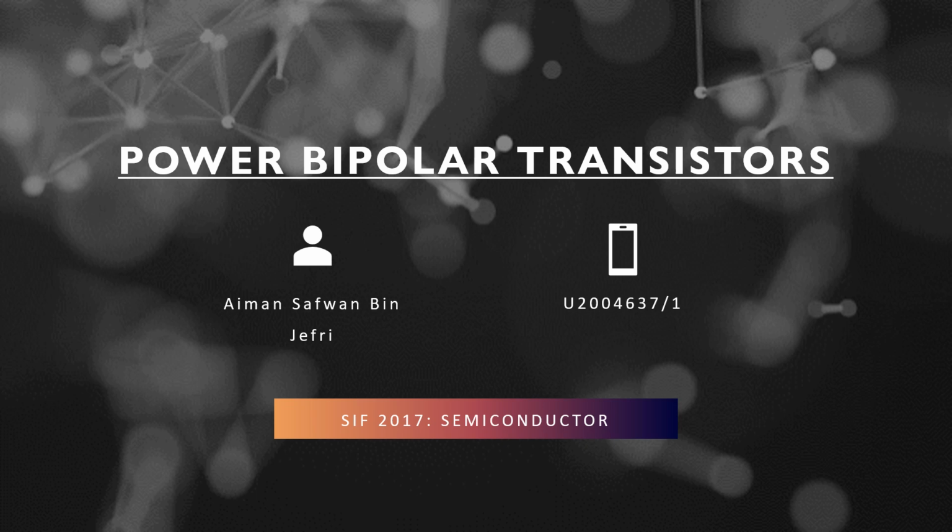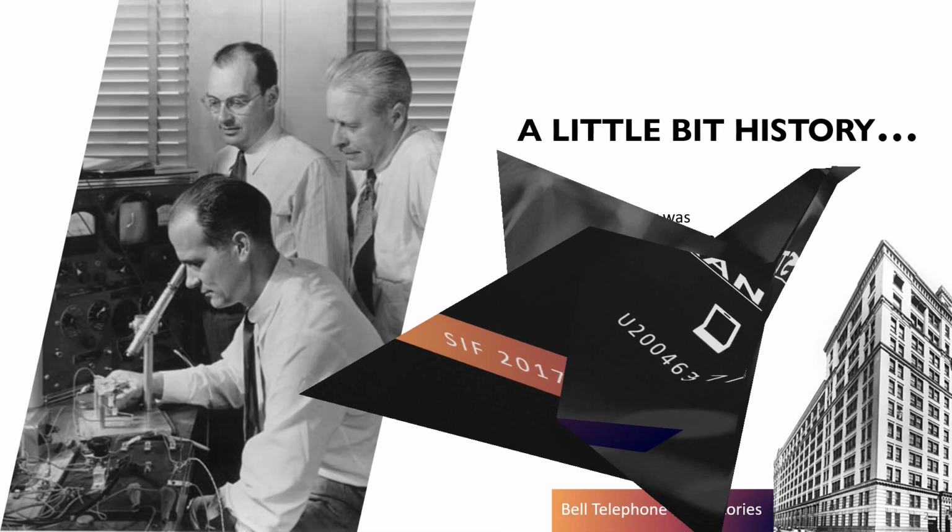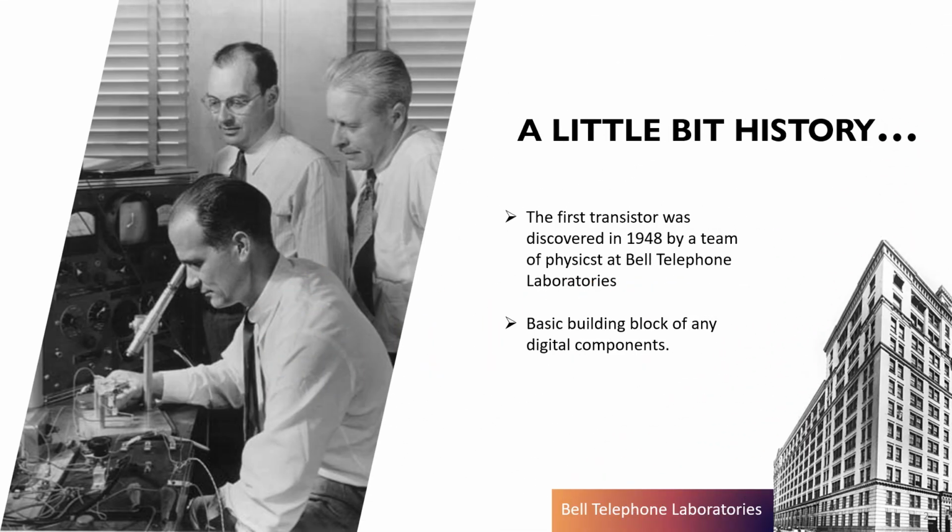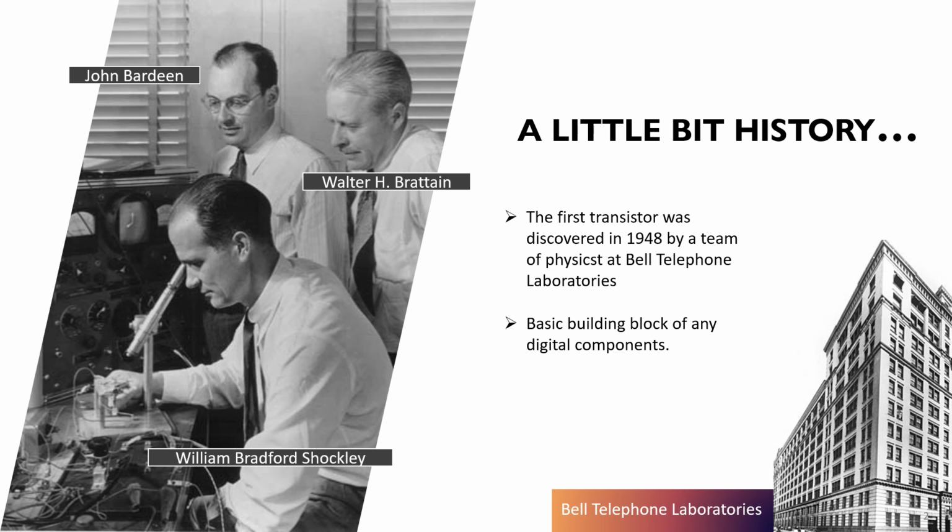Today I'm going to present about power bipolar transistor. The power bipolar transistor was invented by three scientists, John Bardeen, Walter Brattain, and William Shockley. These scientists, who worked at Bell Laboratories, jointly received the Nobel Prize in Physics in 1956 for their invention.